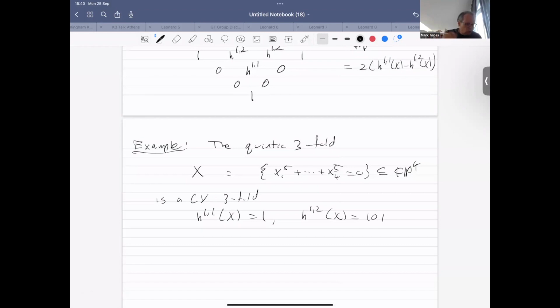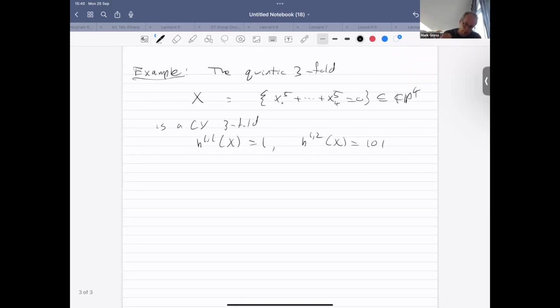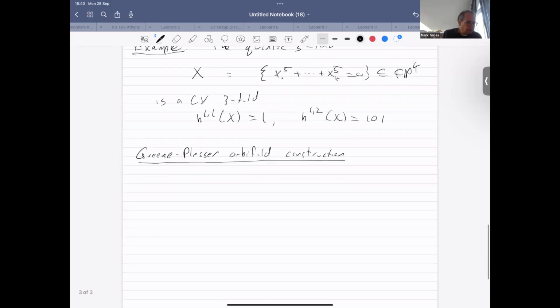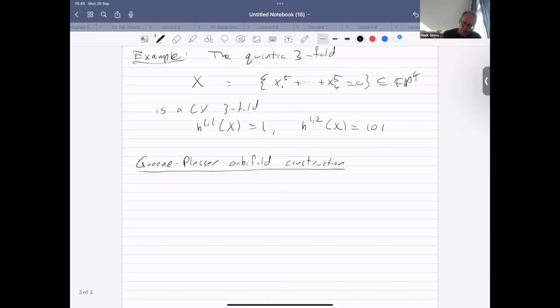Now, there were two hints initially of what turned out to be called mirror symmetry. So I'll mention the first one, the Green-Plesser orbifold construction. So if we take this particular quintic threefold, this is going to give the mirror to the quintic, or the mirror quintic.